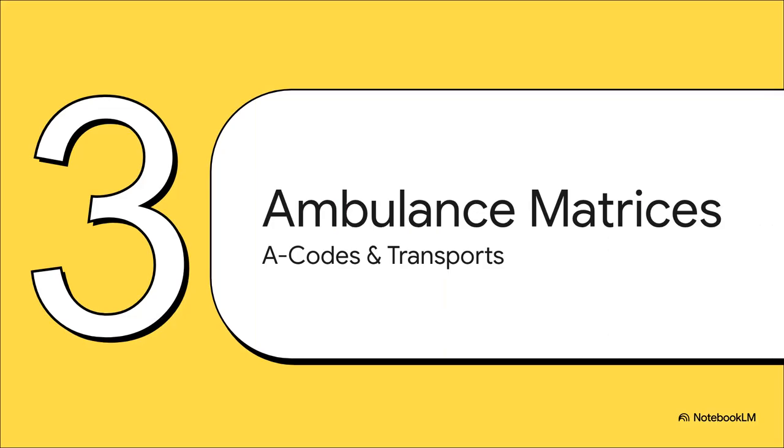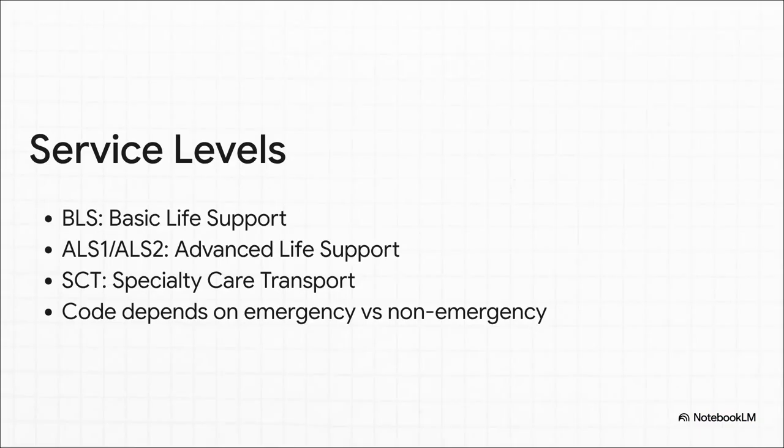Section 3, ambulance matrices, A-codes, and transports. Looking at the A0021 to A0999 range, ambulance billing requires pinpoint accuracy. Service levels escalate from basic life support up to ALS-1 and ALS-2, which is advanced life support, all the way to specialty care transport. And here's a massive exam tip for you. The documentation of emergency versus non-emergency directly drives your base code selection. You have to read those exam vignettes incredibly carefully.